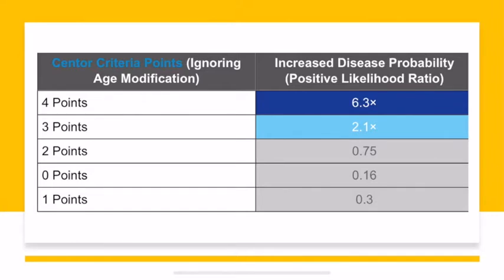Versus if you only have 2 points of the Centor criteria, you have a much lower likelihood ratio. In other words, you're not thinking a positive test means much. In fact, it means less. It lessens your diagnostic probabilities there. If you have 1 point, this gives you the 0.3 likelihood ratio, 0 points, the 0.16. And again, we're saying if they have 0 points, they don't have it, right?